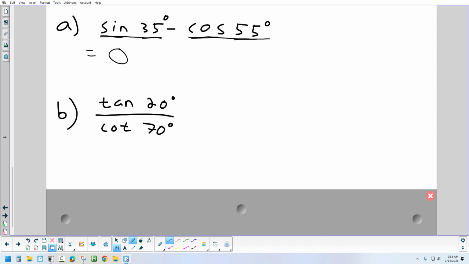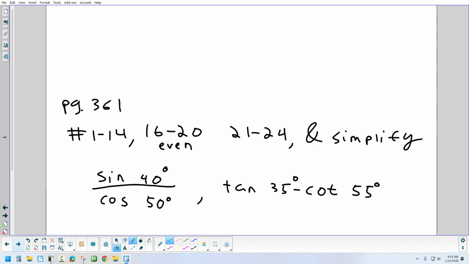How about that one? Tangent of 20 degrees divided by cotangent of 70 degrees. What would that come out to? Would that be 1? Yes, it would be 1 for the same reason. These are co-functions, these are complementary, so you're dividing two things that are the same. I don't know what either one of them is. I know they're the same. All right. So that's the first part of 6.5.